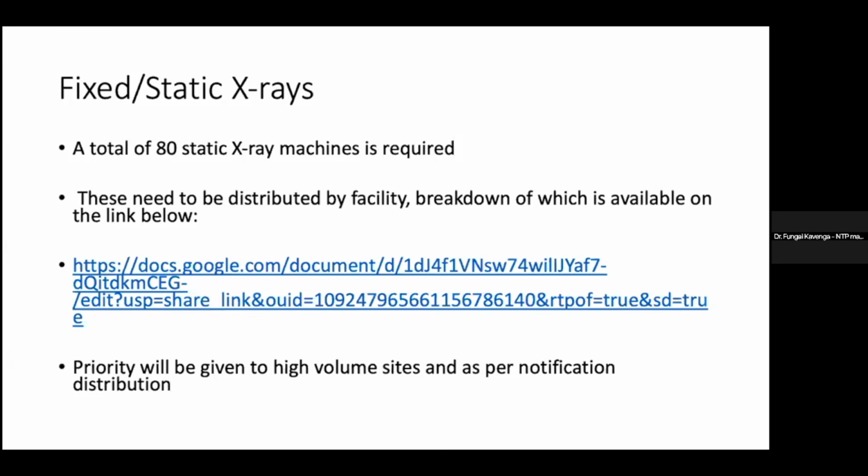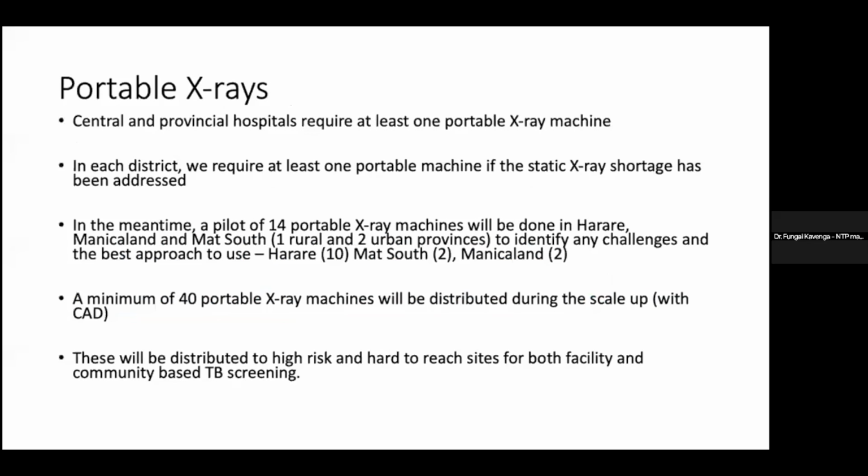Next slide, please. Okay, so we need a total of 8 static digital X-ray machines, and these will be distributed by facility. We have a breakdown of which is available on that link, and priority of distribution of these digital X-ray machines will be given to high volume sites as per our TB burden.